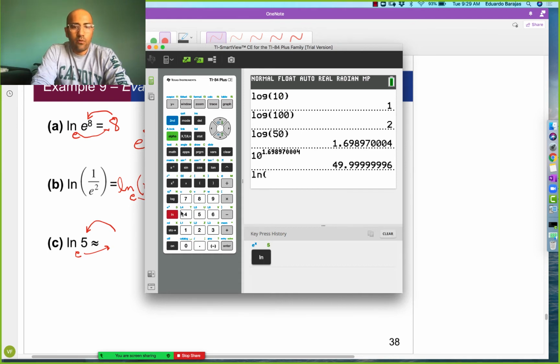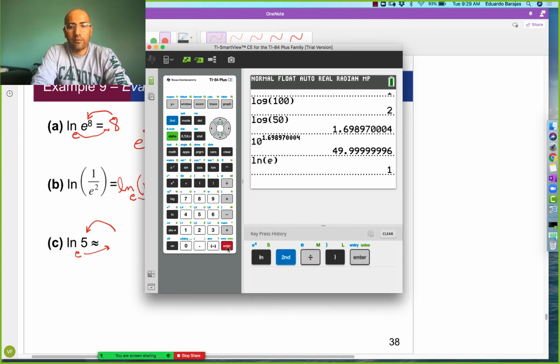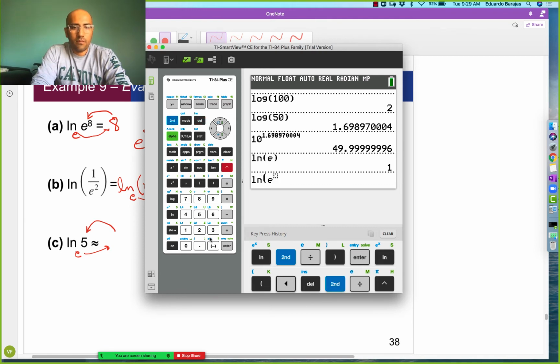So for example, ln of e should be a 1. e to what power equals e? That's got to be a 1. And ln of e to the 2nd power. Well, let's make it 3rd power.